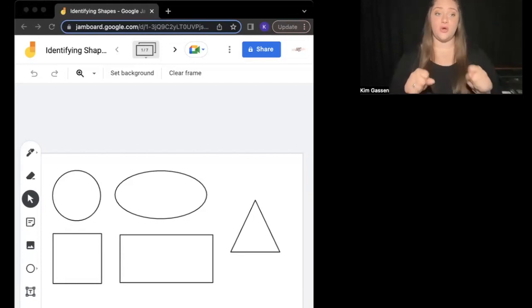Okay? So we're going to be looking at a bunch of different shapes. And we're going to use that to learn what shapes they are. Okay?